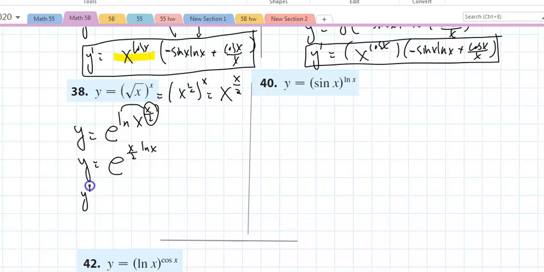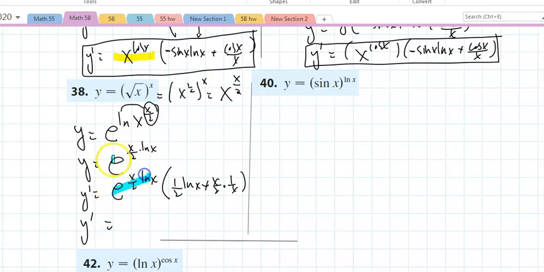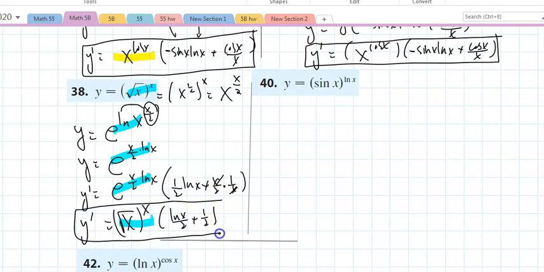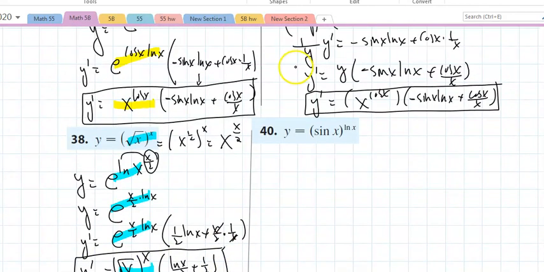And when I say find y prime, the derivative of an exponential is the exponential times product rule, derivative of the first times the second plus the first times derivative of the second. And I am aware that this right here is actually this right here. I would have to write that. And this is natural log of x over 2 plus 1/2. And that's how we do this. I am going to do the next problem using this notation. So it's your choice. They're really the same thing.